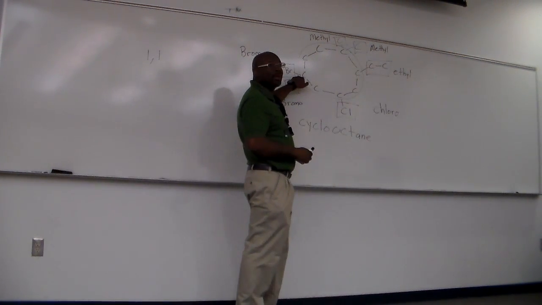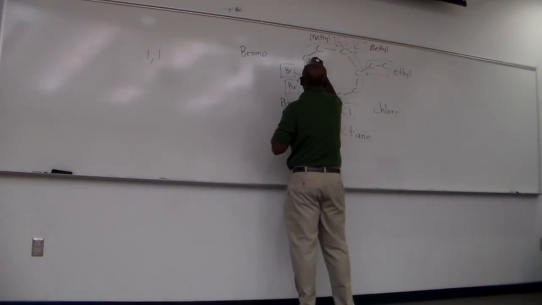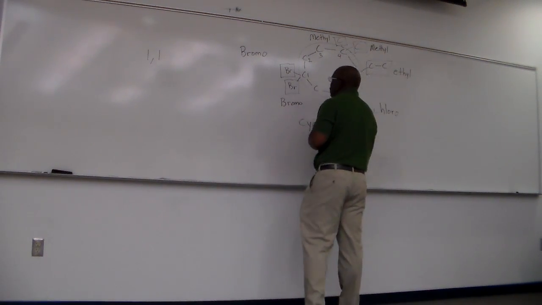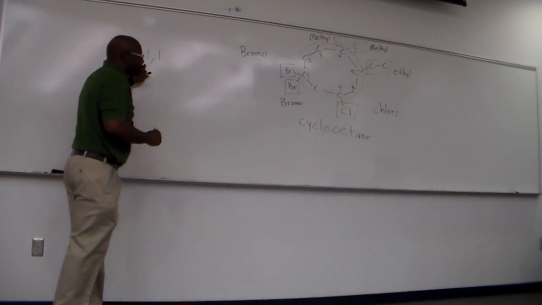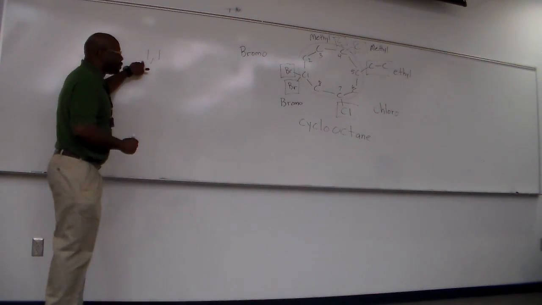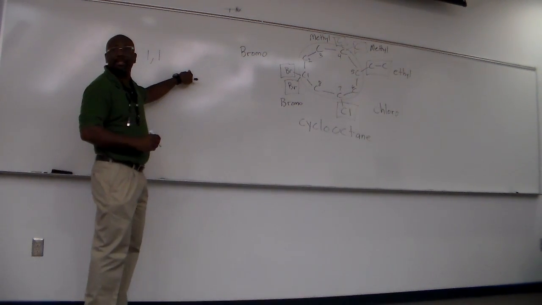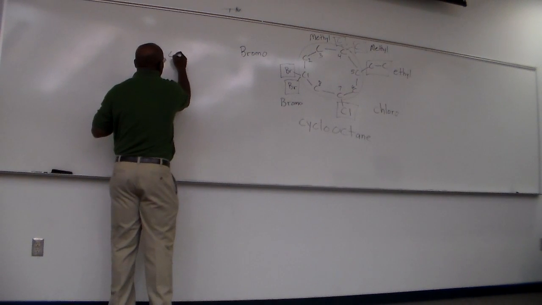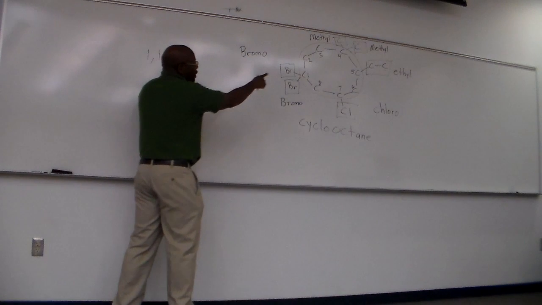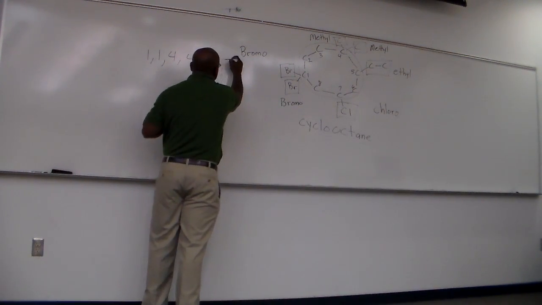From the BR, if I go clockwise, if this is 1, 2, 3, 4, 5, 6, 7, I will have a group on 8. I will have something attached to carbon number 1, another group attached to carbon number 1. I will have a branch attached to carbon number 4, and another one attached to carbon number 4. I will have a branch attached to 5, and a branch attached to 7.